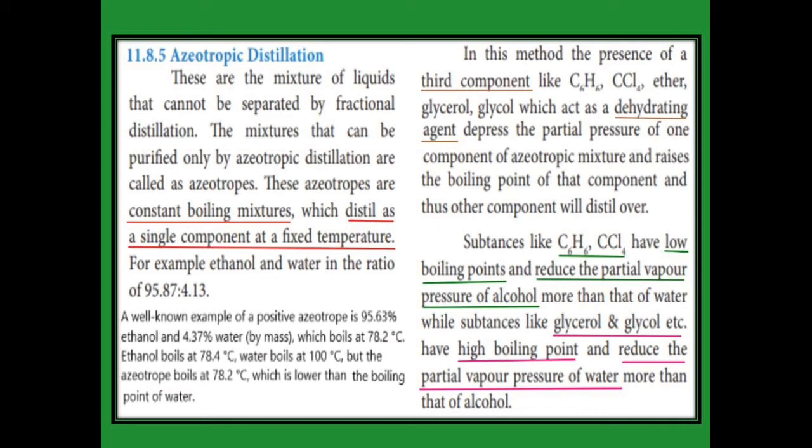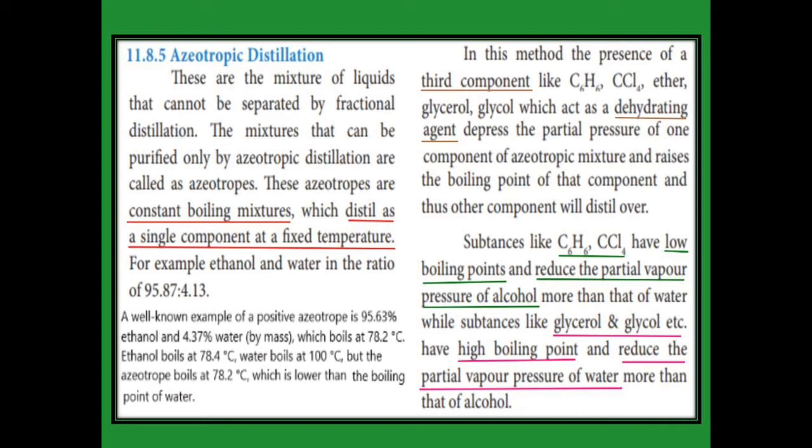For the example, the azeotropic mixture here is ethanol and water, which has two components. The two components boil at 78.2 degrees Celsius, and at this temperature we get both components, but we need only one. So we have to add a third component. That third component depresses the partial pressure of one component and raises the boiling point of another component. That other component will distill now.